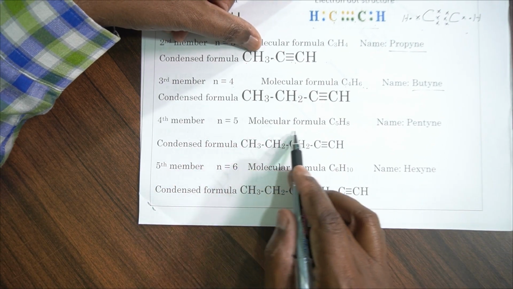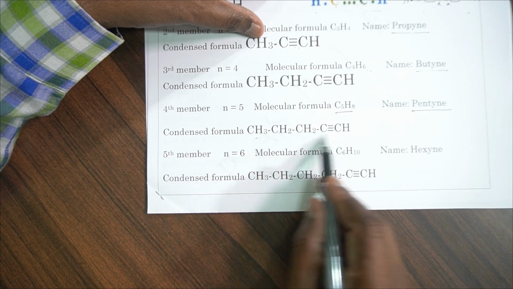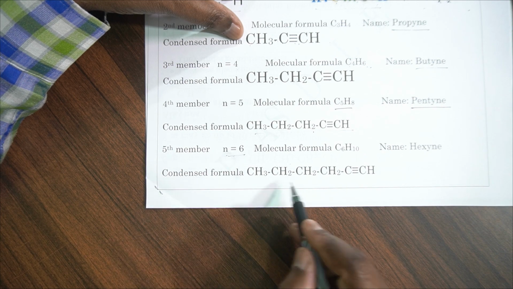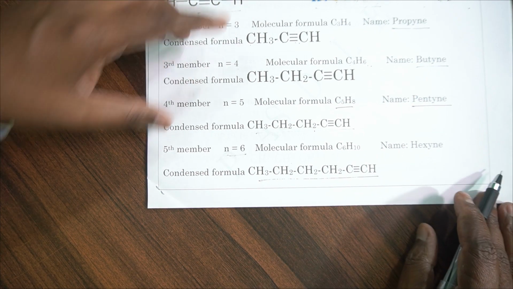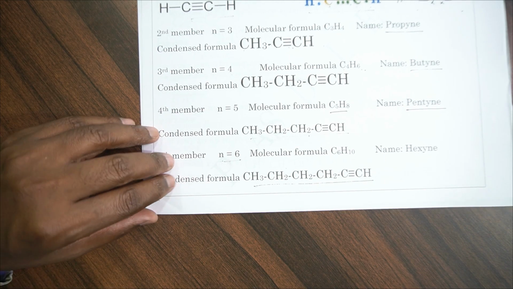Fourth member, n equal to 5. The molecular formula is C5H8. Pentyne, the structure is given here. The same principle applied. And this fifth member, n equal to 6, hexyne, is also made here. Okay. So I hope you understood.